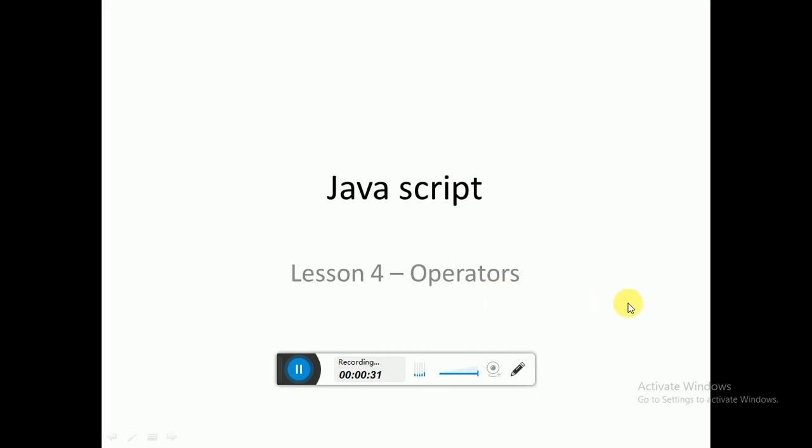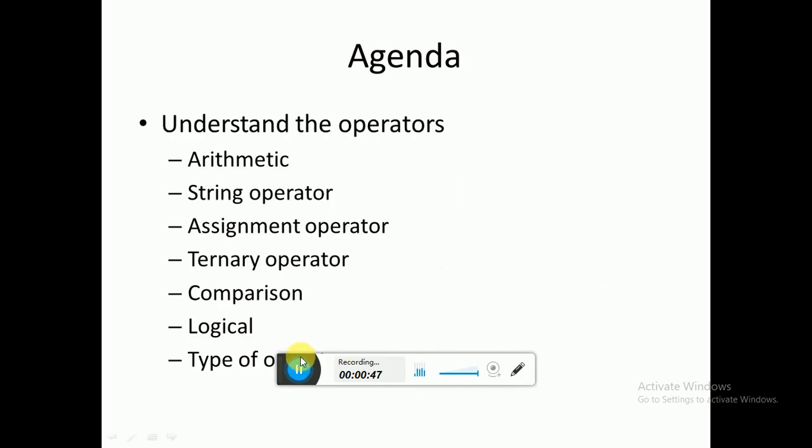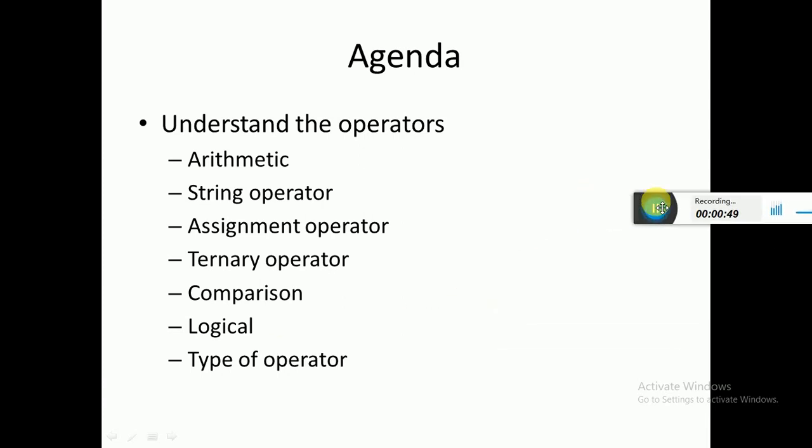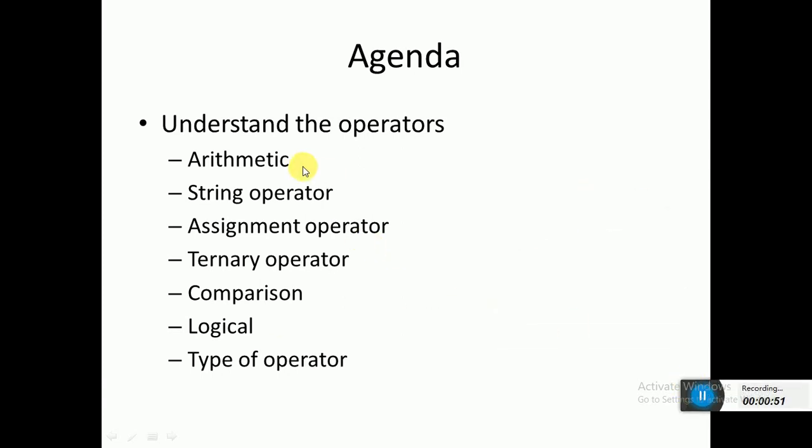This is a very important session for the beginner because JavaScript, though it is not a big programming language, has a lot of interesting features which will help the programmer to develop the script in an easy way. So there are different types of operators. As you can see on the screen, we have operators like arithmetic operator, string operator, assignment operator, ternary operator, comparison operator, logical operator, and we have something called typeof operator.